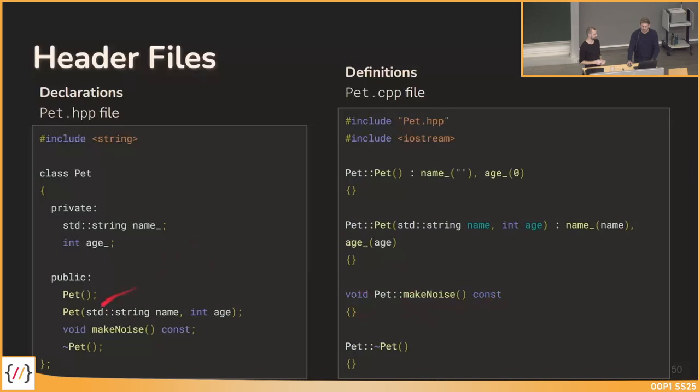So a getter would look pretty similar. You would have, for instance, let's take age. It would be int get age const as a declaration in the header file. And then you would add the definition here, which would be int pet scope resolution operator get age const, and then you just return the age.